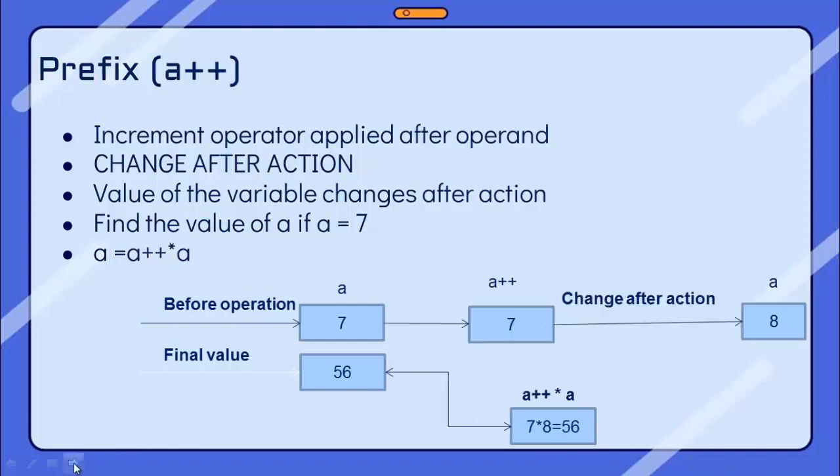Prefix: change before action. Postfix: change after action. After the action only the value will get changed. So here 7 is given, a++ is 7, but in the memory after that it becomes the incremented value. So if you are giving a++ * a, 7 is the first one, a++ * a is 7 * 8, which is 56. Same thing is applicable in a--: 7, but in the memory it becomes 6, so 7 * 6 is 42.